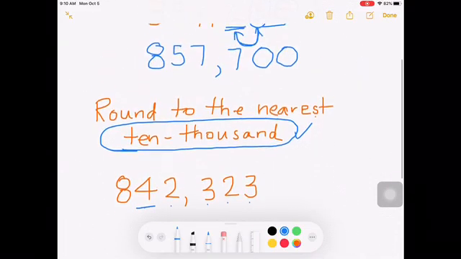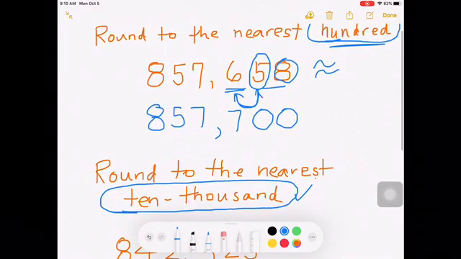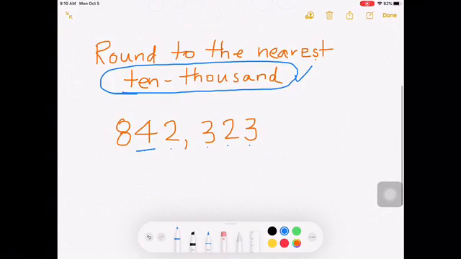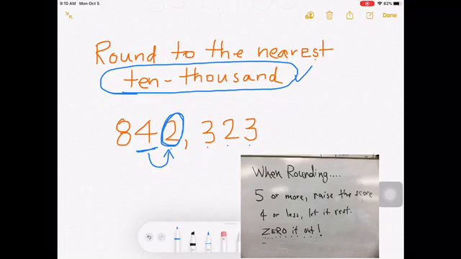If you'll notice up at this problem, we were rounding to the nearest hundred. We underlined the hundreds place. In this problem, we're rounding to the nearest 10,000, so we underlined the 10,000 place. We move to the right of that one place and circle it because that is the boss. So in this case, the thousands is the boss. And we apply our rule. 5 or more, raise the score. 4 or less, let it rest.